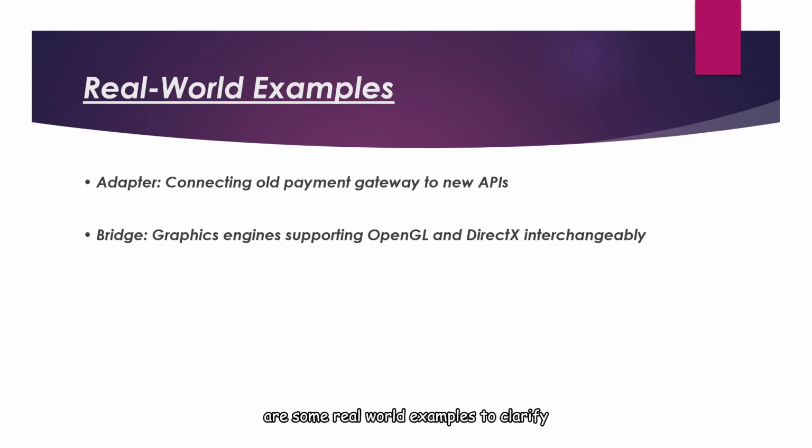Here are some real-world examples to clarify these concepts further. Adapter pattern. Imagine you need to integrate a legacy payment system with a modern e-commerce platform. The legacy system uses a different interface for payment processing, and an adapter would allow the new platform to communicate with it without altering the legacy code. Bridge pattern. A good example of the bridge pattern is a graphics rendering engine. It could work with multiple rendering technologies like OpenGL, DirectX, or Vulkan. The renderer abstraction is decoupled from the specific rendering technology, allowing you to add or change technologies without altering the engine's high-level logic.